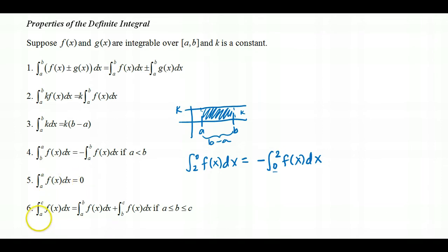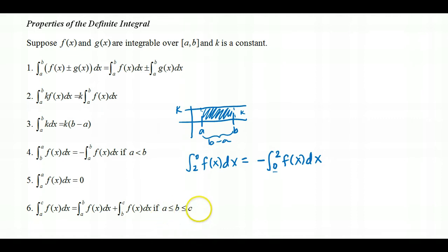And this last one we're going to use pretty often. It says if I'm computing the integral from a to c of f of x dx, then I can instead write it as the integral from a to b of f of x dx plus the integral from b to c of f of x dx, if b is some number between a and c.